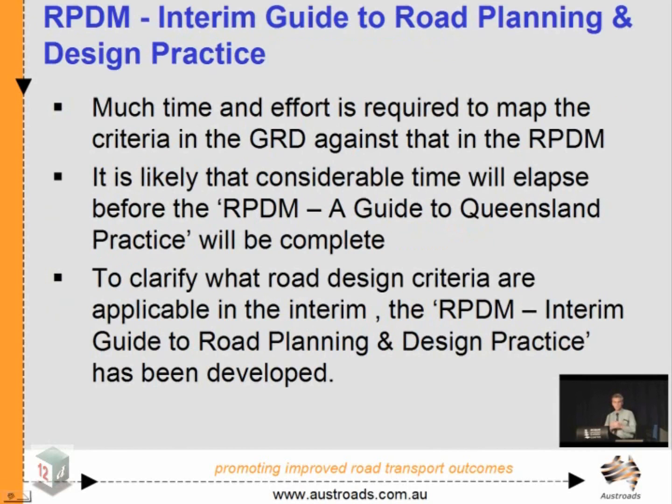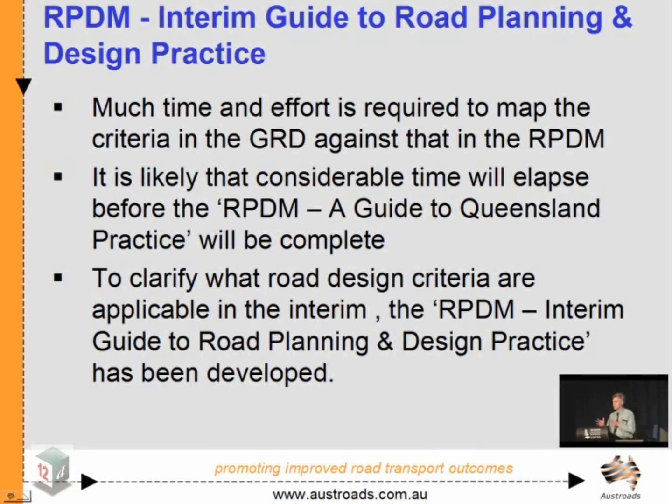Now, because Austroads in those 8 major parts has about 1,800 pages, that's a very hefty document. There's a lot of time and effort required to actually map what's in there against our current practice. And it is likely that a fair bit of time is going to be needed to actually map that correctly. Other states are moving a lot quicker with it than what we are. We're really struggling to find resources and time to do it. So, because of that, most of you may be aware that we've released an interim guide to road planning design practice in Queensland.